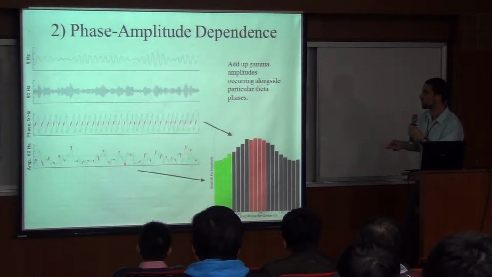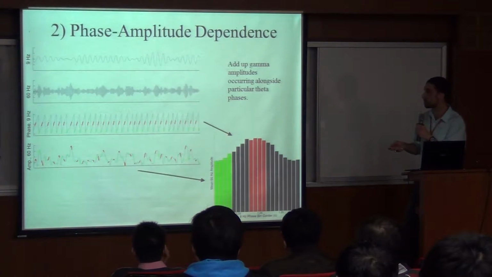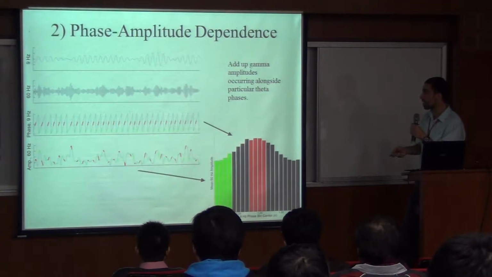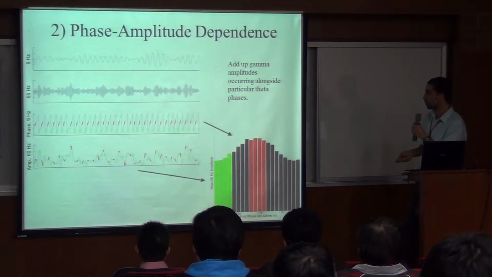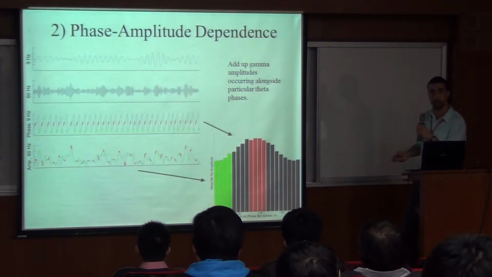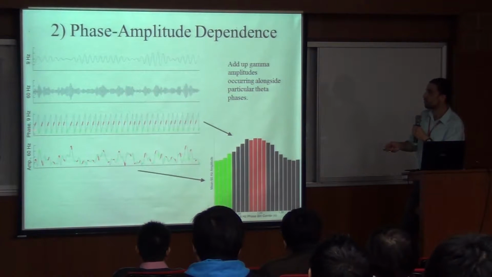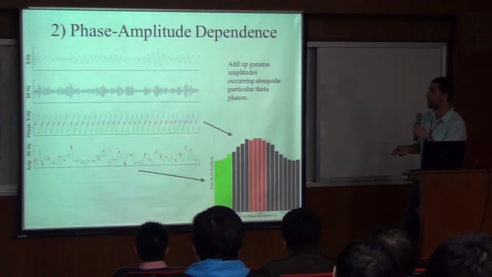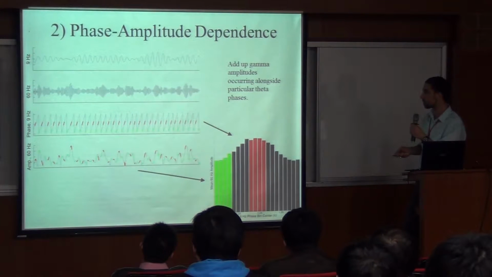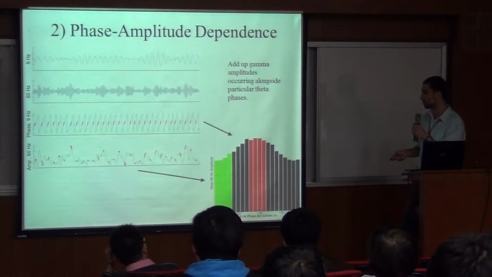So all the red points here are phases around pi of this 9 hertz rhythm. The red points down here are the corresponding amplitudes of the 60 hertz rhythm. When these are all added up, we get an average amplitude. We get average amplitudes represented by these red bars here. These green points represent phases close to 0 of the 9 hertz rhythm, and the green points here represent amplitudes of the 60 hertz rhythm at those time points. When those amplitudes are all added up, we get average amplitudes represented by these green bars.